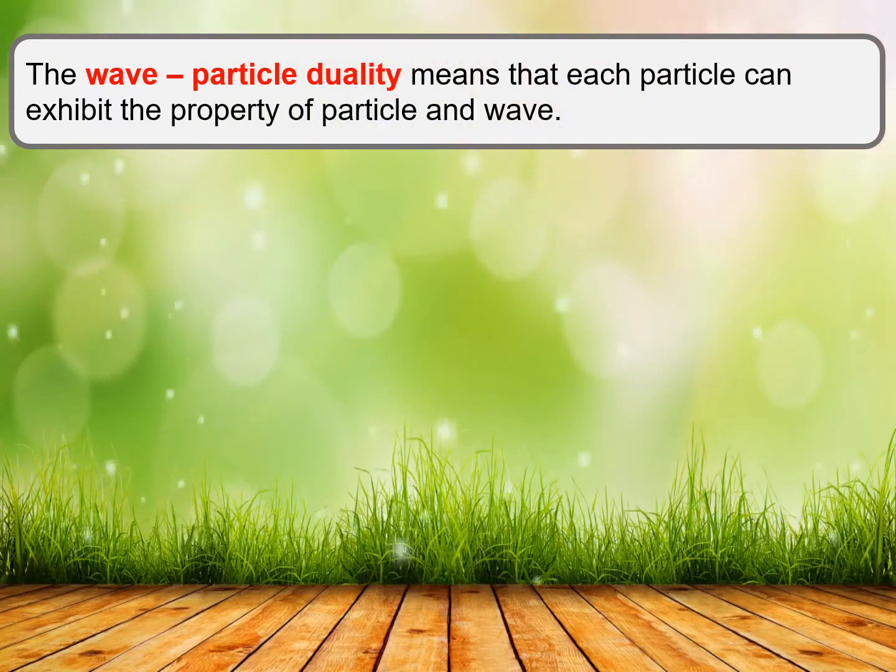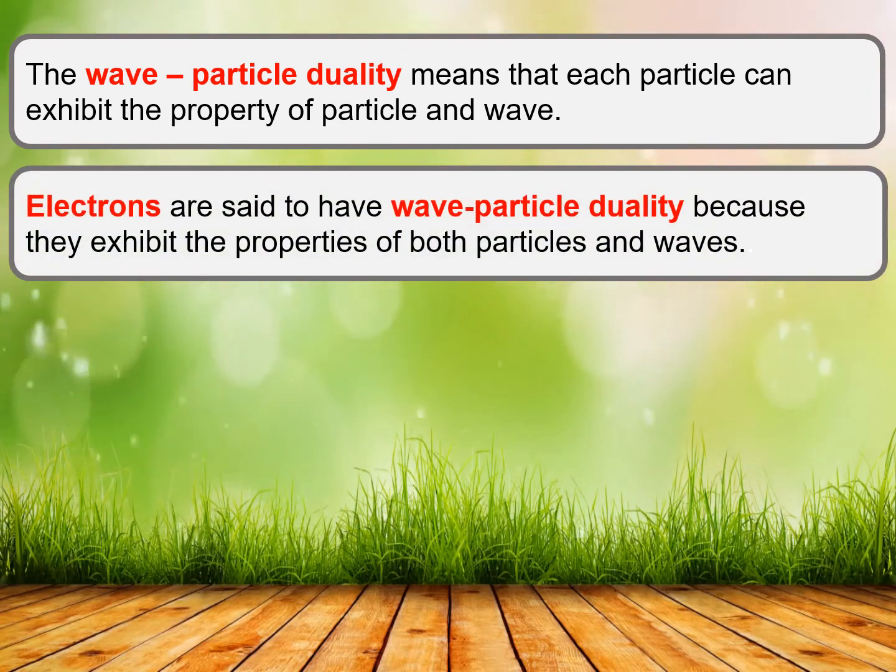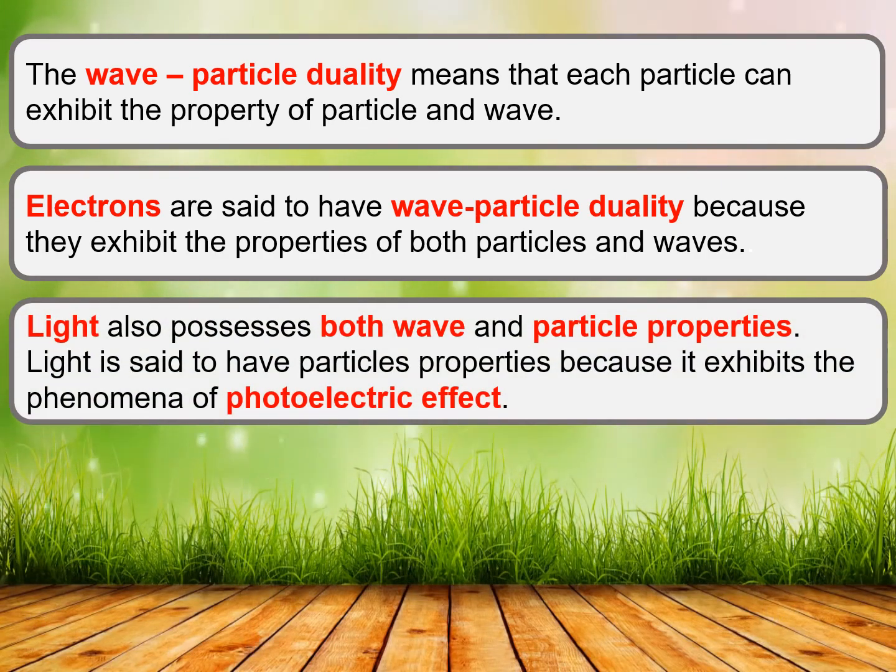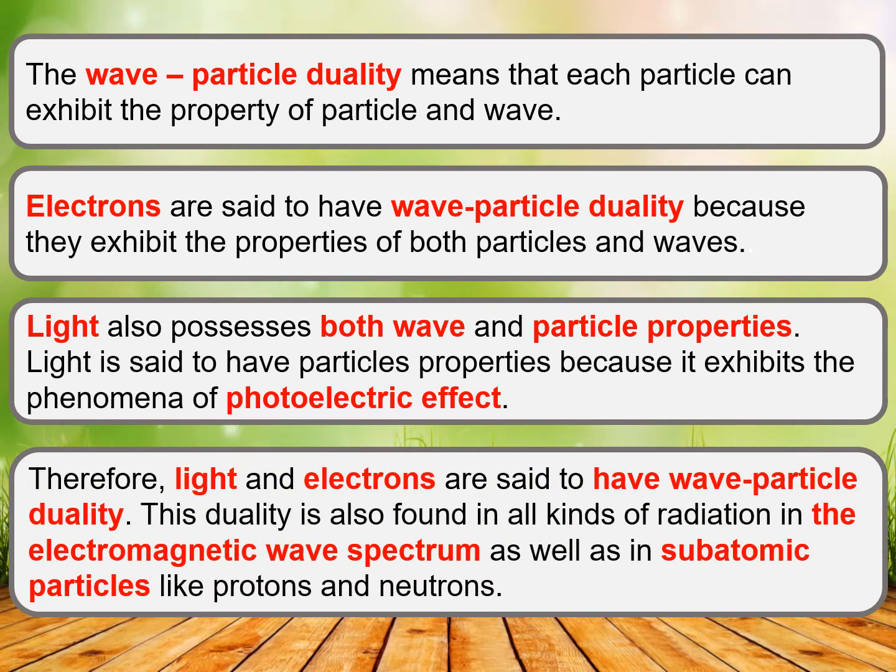In conclusion, wave-particle duality means that each particle can exhibit the properties of particle and wave. Electrons are said to have wave-particle duality because they exhibit the properties of both particles and waves. Light also possesses both wave and particle properties. Light is said to have particle properties because it exhibits the phenomenon of the photoelectric effect. Therefore, light and electrons are said to have wave-particle duality.